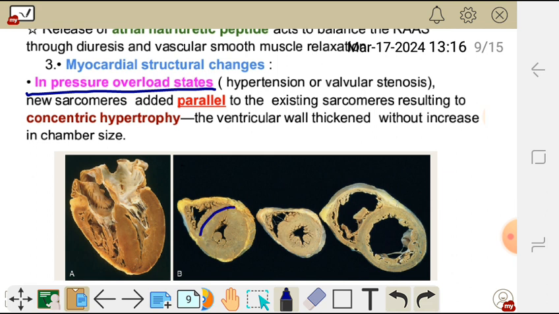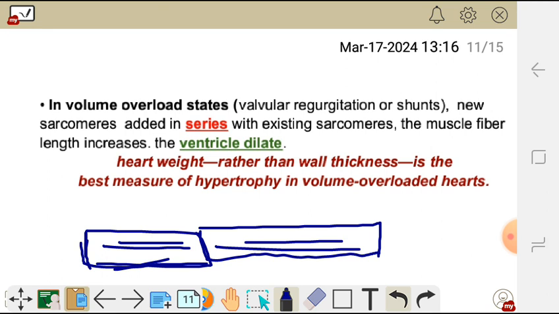Okay, but in here the thickness is increasing due to the sarcomeres added in parallel. So you can differentiate what might be the problem in these two diagrams here. So here it is in pressure overload state, where the sarcomeres are added in parallel, leading to increase in thickness of the myocardium, and here it is in volume overload. So in volume overload, the sarcomeres are added in series.